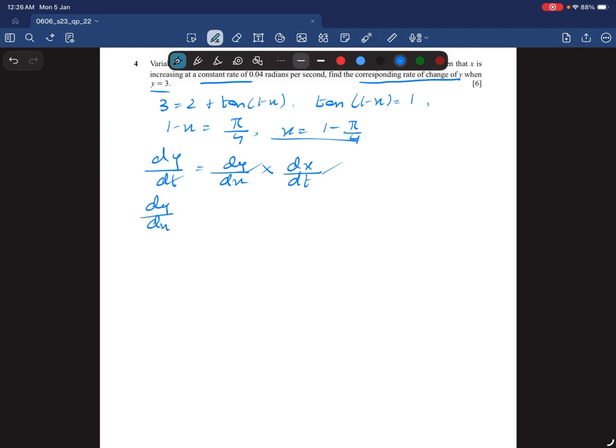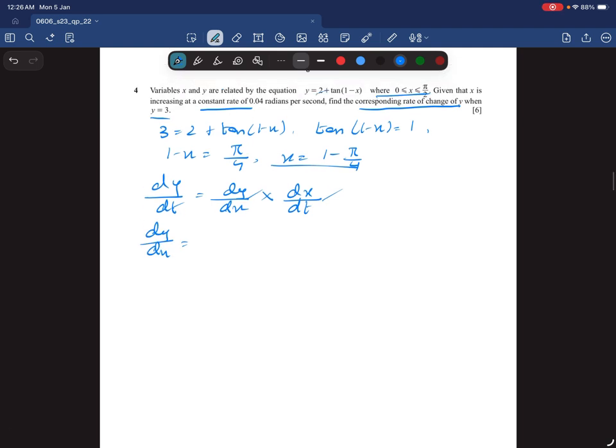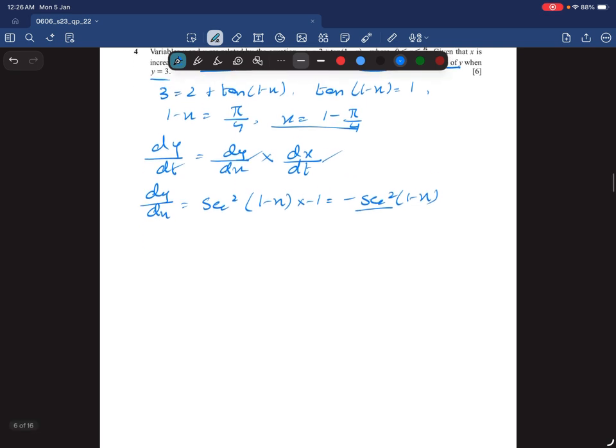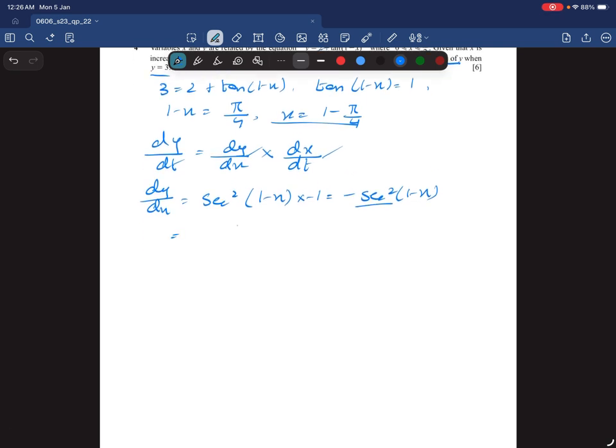dy/dx would be equal to, the constant gets cancelled out, we have sec squared(1 minus x) into the differential of whatever is in the angle, that'll be into minus 1, so minus sec squared(1 minus x). Now sec squared does not exist in our calculators. What we can do is use the identity of sec squared being equal to 1 upon cos squared, that'll be equal to negative 1 upon cos squared(1 minus x).